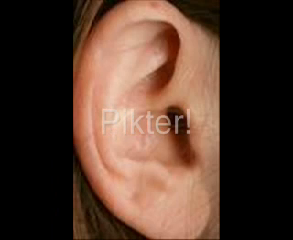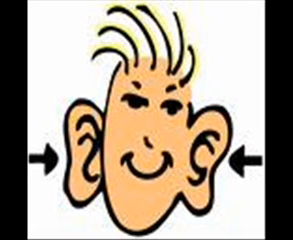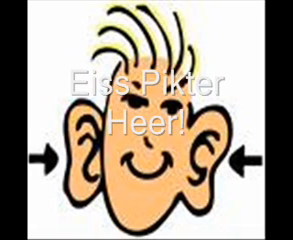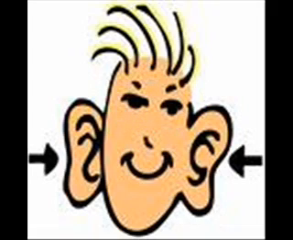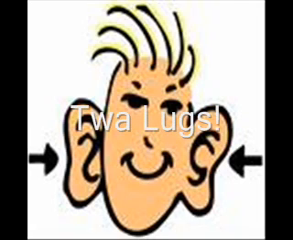Now this is a picture of your ear, and that's what we call your lug. So your ear is your lug. And this picture here is a picture of 2 ears. So the number 2 is what we call twa. So it's twa lugs.